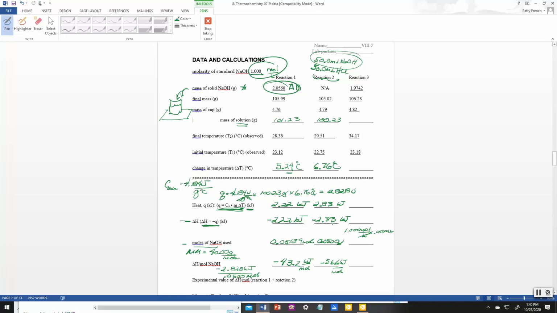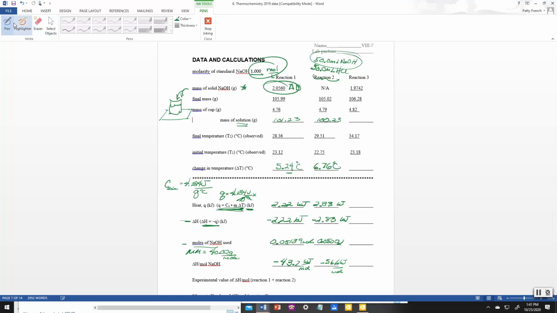Remember, although I'm reporting it on the data sheet to 2.83, when I do my calculations to get my delta H per mole, I don't round until the end. Okay, so that was trial number 2.